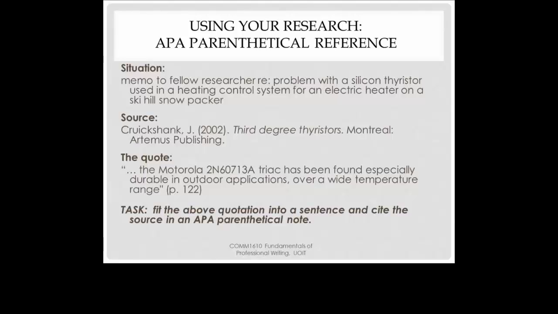Now, let's test your skill. Here's a scenario, a situation. You are writing a memo to a fellow researcher about a problem with a ski hill snowpacker. You've been given a source. How would you fit the quote given into a sentence with an in-text citation? So pause this video for a minute while you try composing a couple of different ways of doing so.